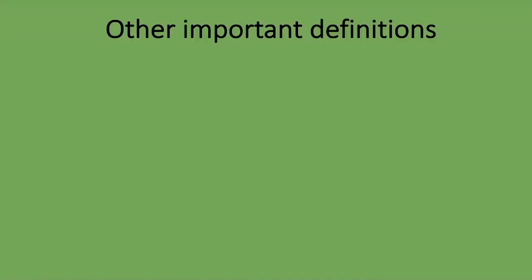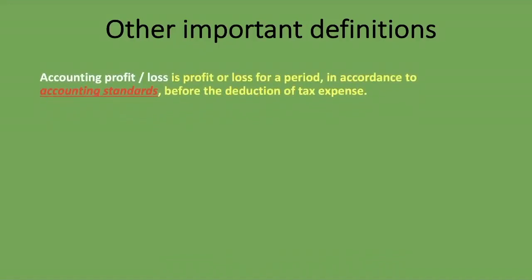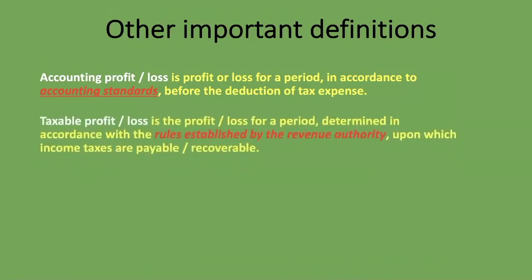Well, here are other important definitions that we have to look at before we look at the examples. Accounting profit or loss is profit or loss for a period in accordance with accounting standards before the deduction of tax expense. Very important to note. Accounting profit is not the same as taxable profit. Accounting profit is based on the accounting standards, while taxable profit or loss is the profit or loss for a period determined in accordance with the rules established by the revenue authority upon which income taxes are payable or recoverable. Now you can see the difference between the two.